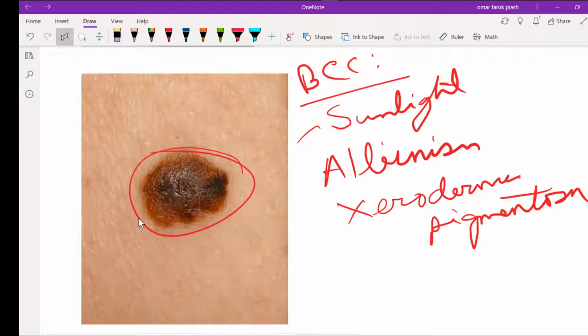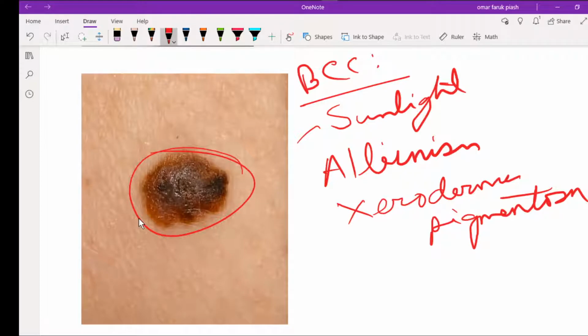We know that when sunlight falls on our skin, it makes pyrimidine dimers, and these pyrimidine dimers are removed by an enzyme called excision endonuclease. If there is a deficiency of this excision endonuclease enzyme, it will cause a disease called xeroderma pigmentosa.